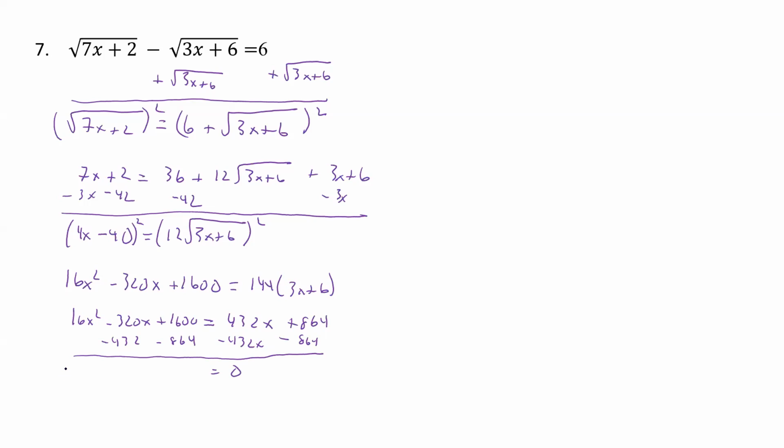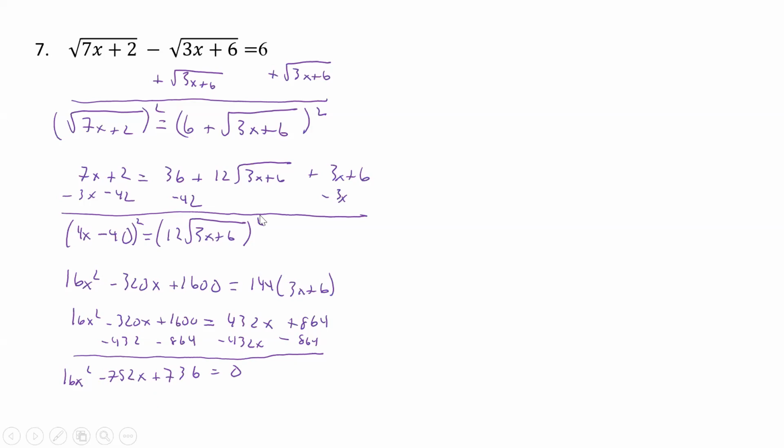So we have 16x squared, and then we have minus 752x. And then we borrow. That's going to give us a 6, and then that's going to be a 3, and then that's going to be a 7. And it's going to be a positive. All right. Now we have to think about what we can do.